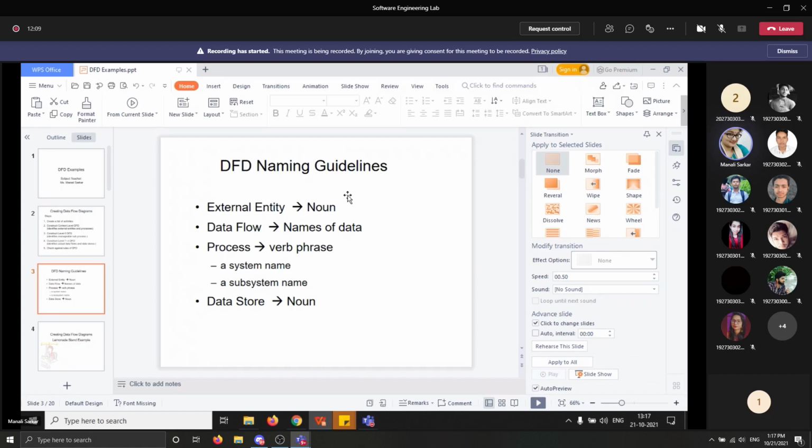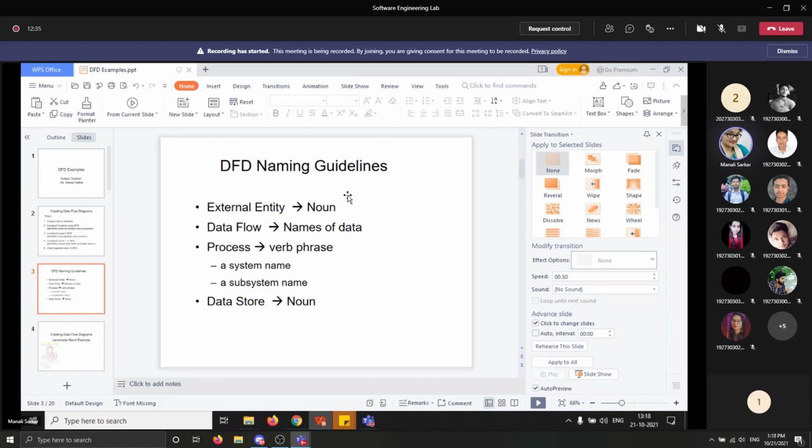In that library management system, you have this number of students, this number of staff, this number of books. So the relationship between staff and books is like this. If everything is given in your DFD, then from the question you need to understand what will be the external entities, what will be the data flows, what will be the processes, what will be the data stores.